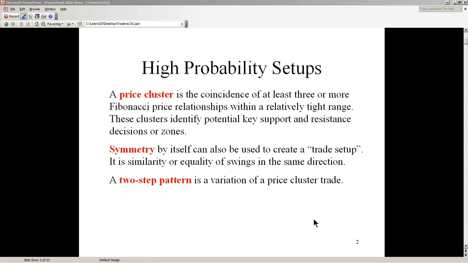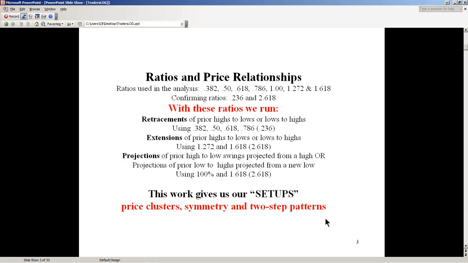The last type of trade setup that I look for is a 2-step pattern. That's a variation of a price cluster trade. So it's essentially the minimum of 3 price relationships that come together within a zigzag pattern. So let's go over some of these charts and examples, and hopefully it'll give you a better idea of what I'm looking to do every single day.